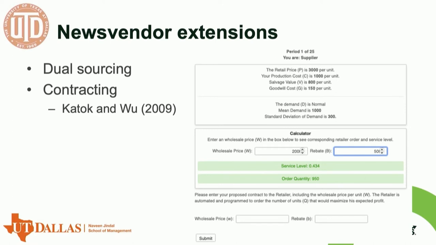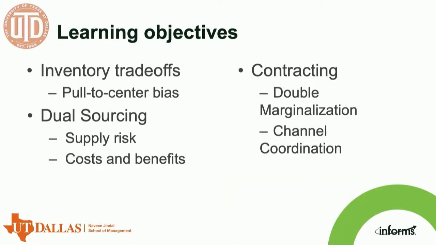Okay, so all right, these are the learning objectives, roughly speaking. For newsvendor, the important thing here is to talk about the economic trade-offs, right? And then in terms of the game, I show them that there is this pull-to-center effect, and you see it all the time, and so people kind of underestimate the economics of it. And then I use the dual sourcing game to talk about supply risk and the costs and benefits of diversifying the supply base and things like that. And for contracting, double marginalization, channel coordination, things like that.